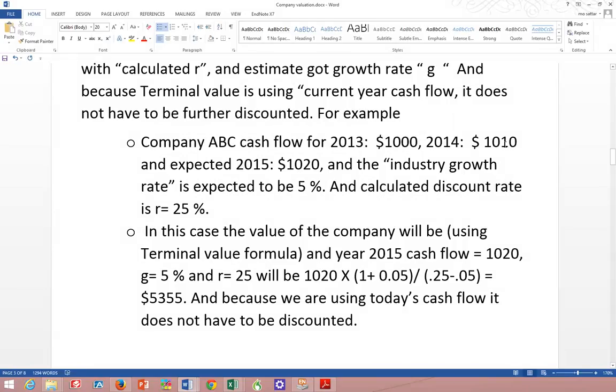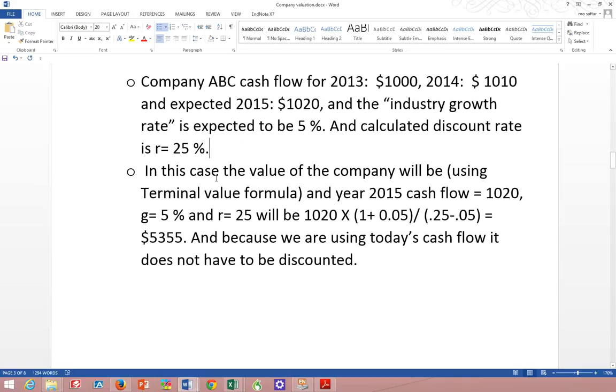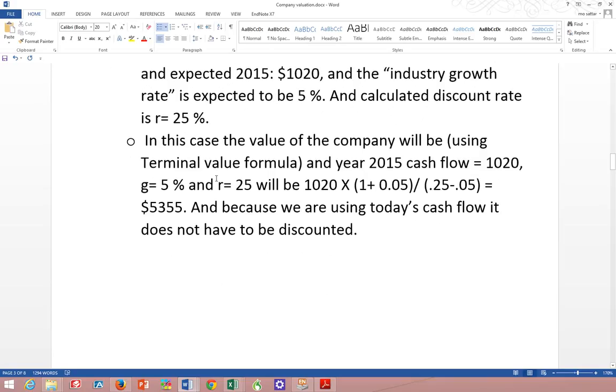2014 is 10,010, and expected for 2015 is 10,020. And let's say the industry growth rate, we did the analysis and found that the industry that company ABC is in is growing at 5%, so that will be G. And let's say we did the calculation for this particular company and the industry, and we came up with the discount rate of 25%.